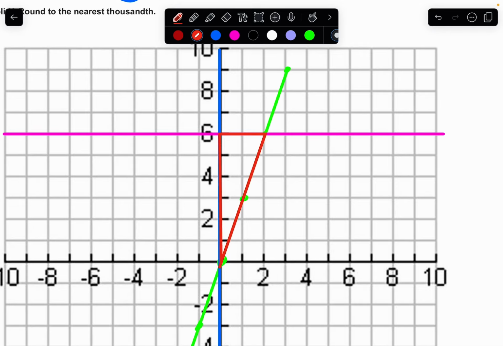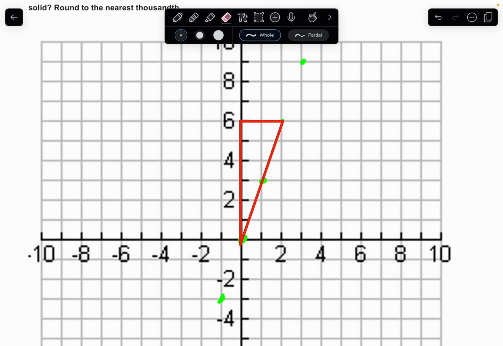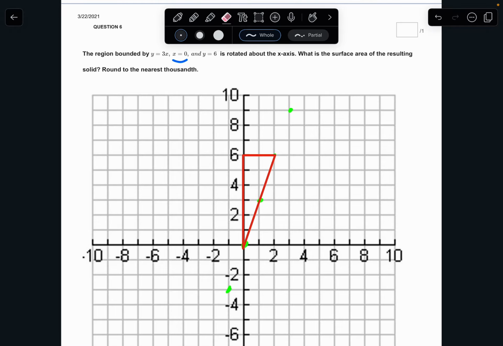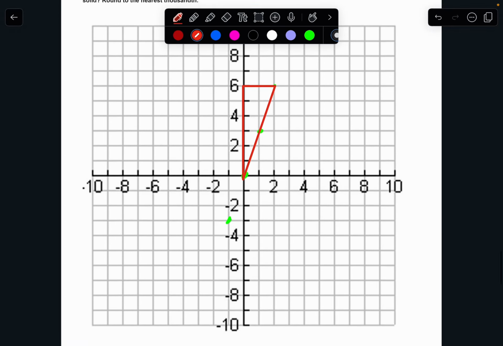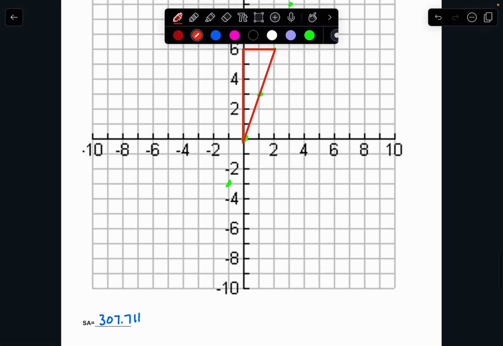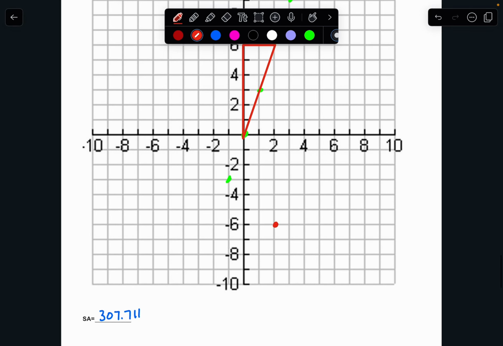This is the shape that we're rotating. And then I can quickly erase the extra. All right, so that's the triangle we care about. And this is going around the x-axis. Yikes. So it's at 2, 6. So I'm going to go to 2, -6. I'm going to draw the reflection. And then I'm going to start spinning.